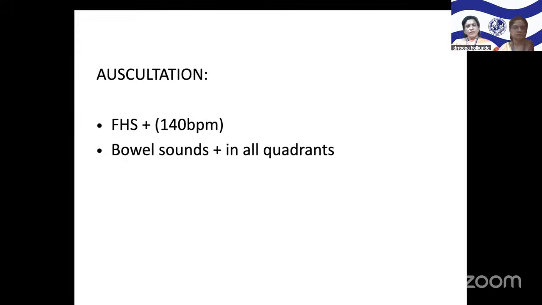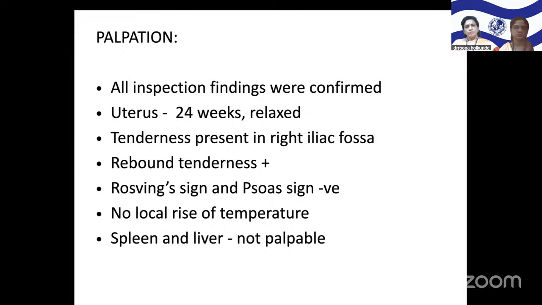What is Rovsing sign and psoas sign? Ma'am, Rovsing sign is when we palpate the left lower quadrant of the abdomen, the patient perceives pain in the right lower quadrant. This is due to spreading peritonitis from a perforated appendix, which is not present here. The psoas sign is when the patient's right hip is hyperextended and the patient perceives pain in the right lower quadrant. This is due to a retrocecal appendix, which lies on the psoas muscle. When it is stretched, it causes pain. This is also negative, suggesting no retrocecal appendix.